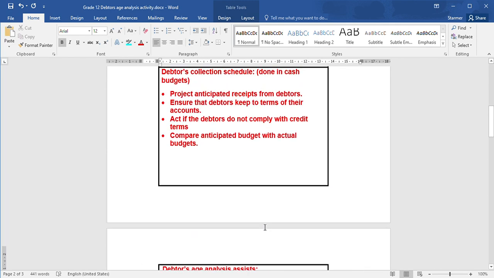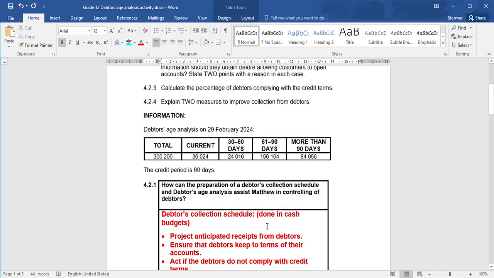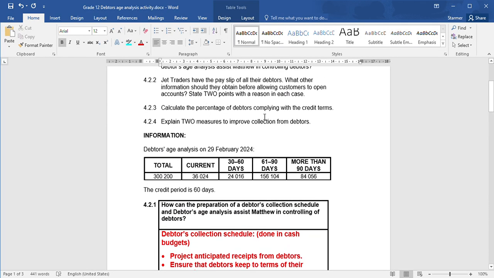Alright, then the next question says, calculate the percentage of debtors complying with the credit terms. Complying means sticking to. So if you look over here, the credit period is 60 days. So of your total debtors here, the current month's debtors plus the 36 to 60 days debtors are also complying with their credit terms. So those two amounts in total are, these aren't.